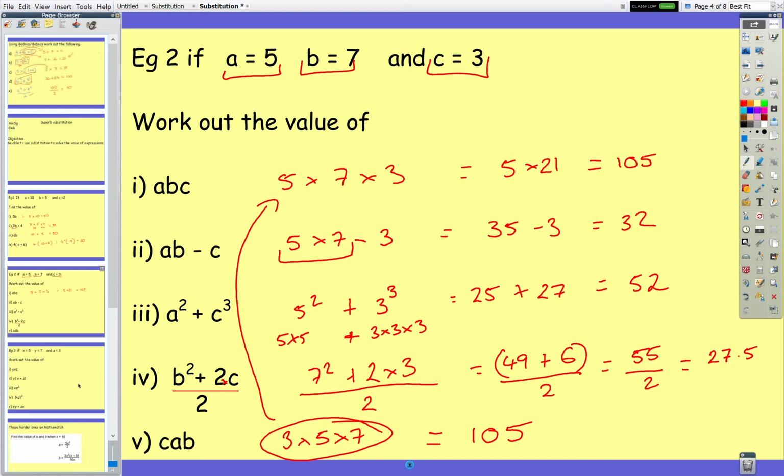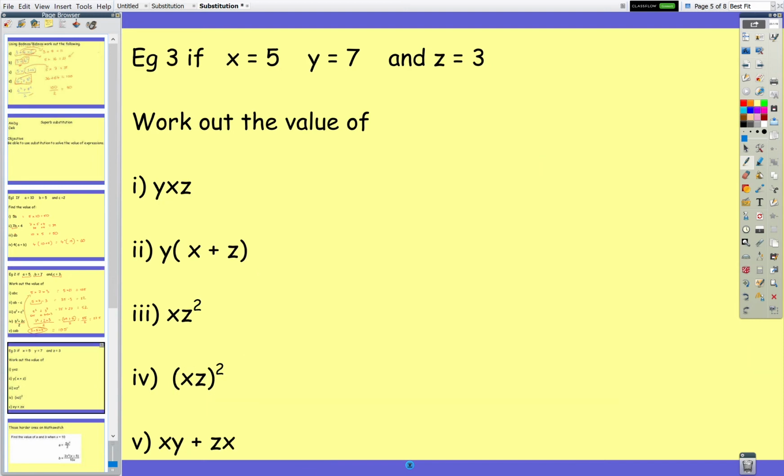Now try these ones for yourself when they come up. There we go. Try these ones for yourself. We've used X, Y, and Z, still exactly the same, and see how you cope with them. If you want to pause the video now and try them. Right, hopefully you're back with me.